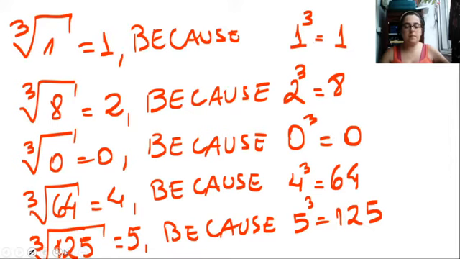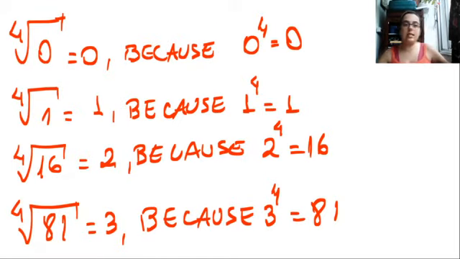And the cubic root of 125 is 5 because 5 elevated to the third power is 125. Okay? Now let's see some examples with the fourth root.